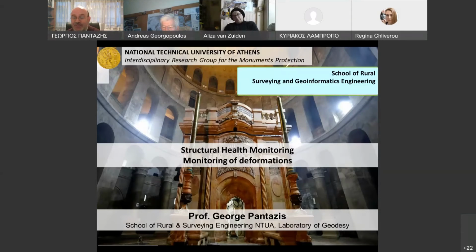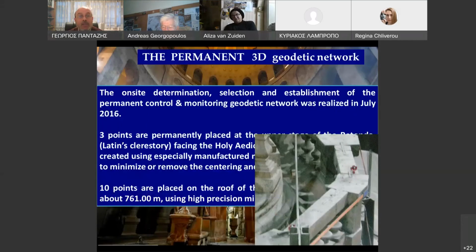After this small introduction about structural health monitoring, which is appropriate in order to understand the next slide of my presentation, as we can see, the permanent 3D geodetic network was established in the Church of the Holy Sepulchre in Jerusalem in order to monitor the deformations during the works of rehabilitation.